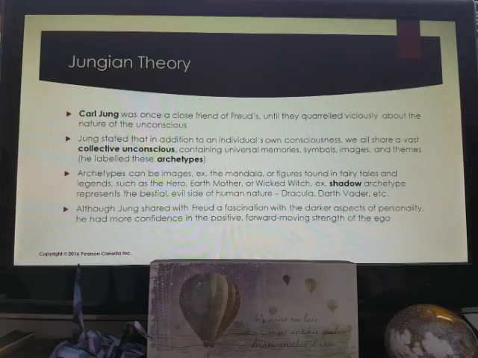So basically what he's saying is these archetypes tend to exist across all cultures and all societies. In stories in all of these different areas, you would hear about these same kind of things. For example, he talked about the shadow archetype, which represents the bestial evil side of human nature. So characters such as Dracula, Darth Vader, Sauron in The Lord of the Rings, all of these negative characters are examples of the shadow archetype.